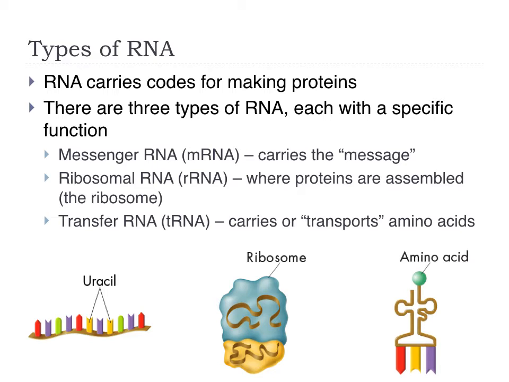The types of RNA, there are 3 kinds. So RNA is what is going to be used for carrying the code to making proteins. It's going to take the message from the DNA and carry it to other parts of the cell to actually make the protein. So first we start with the messenger RNA. Messenger RNA carries the message. So it takes it down from the DNA, it leaves the nucleus where it goes to the ribosome, or the ribosomal RNA. And that's where the proteins are put together. The vehicle for carrying the amino acids is the transfer RNA.